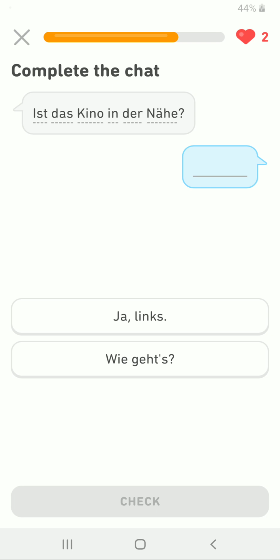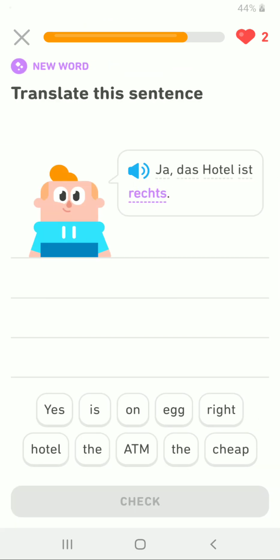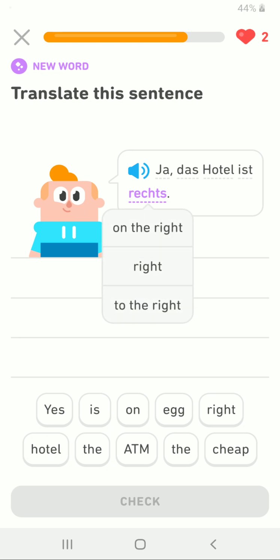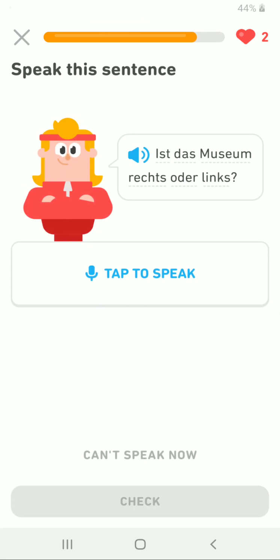Ja. It's on the left. Links. Ja, das Hotel ist rechts. Rechts. Yes, the hotel is on the right. What else? Ist das Museum rechts oder links? Is it on the right or on the left?